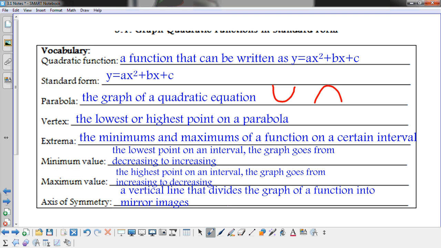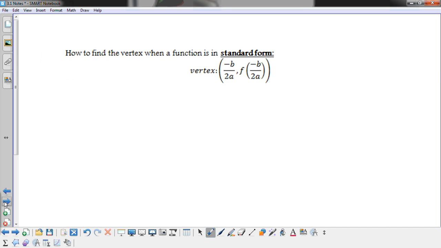And then the axis of symmetry goes down through the middle of the U. And because it slices directly through the middle, it's also going to pass through the vertex. Okay? So the axis of symmetry is important because if you look at that formula right there, this is how you find the vertex when it's in standard form. So in ax squared plus bx plus c, that's what standard means.